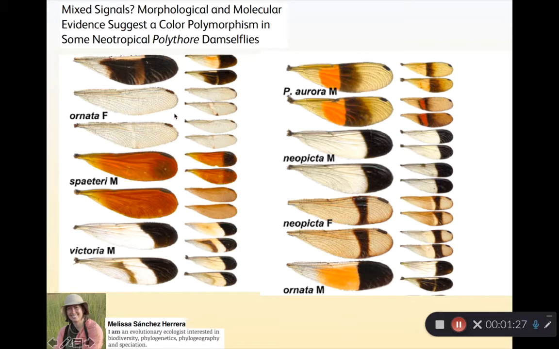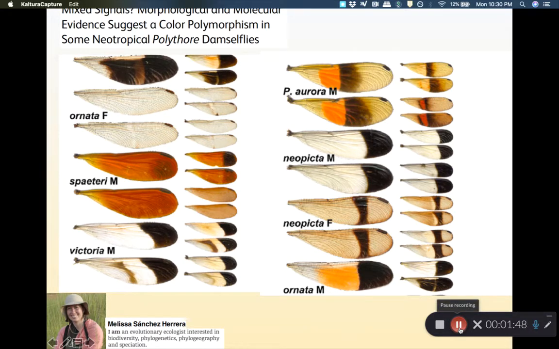Or are there other evolutionary factors potentially at play that might be a little bit more random and less specific than natural selection? So that's what I'd like you to keep in mind as we're thinking through these next few slides. These are the types of questions that evolutionary biologists are interested in. Why do we see these differences occurring in nature?